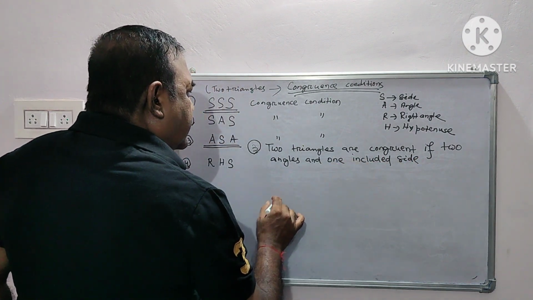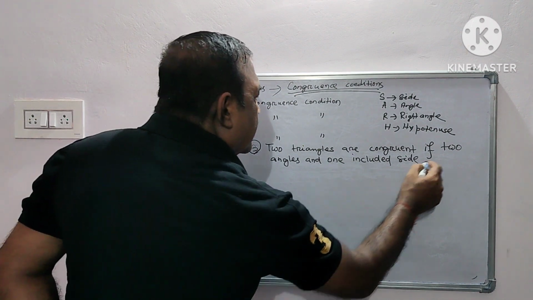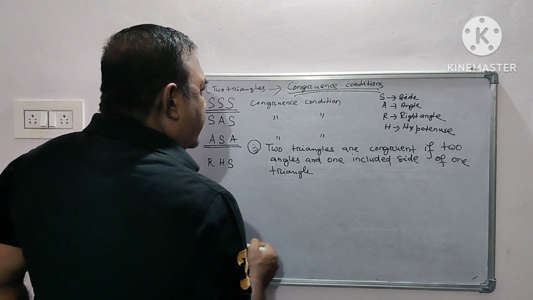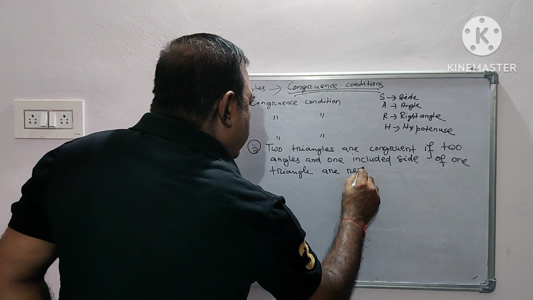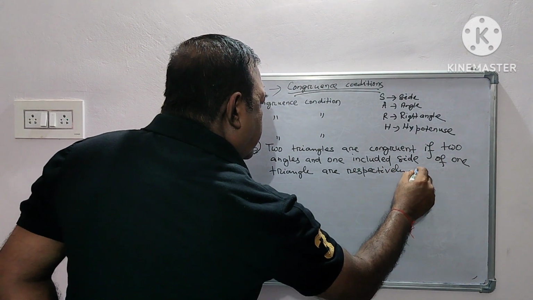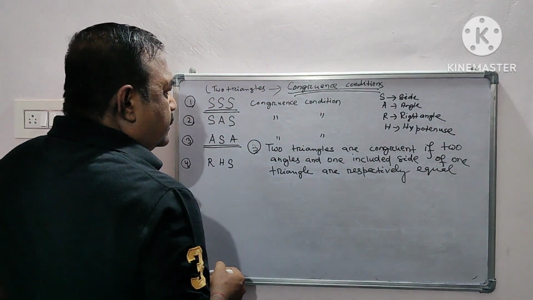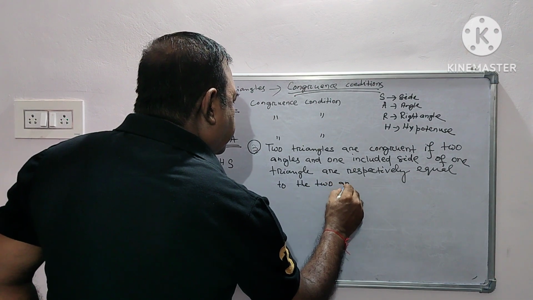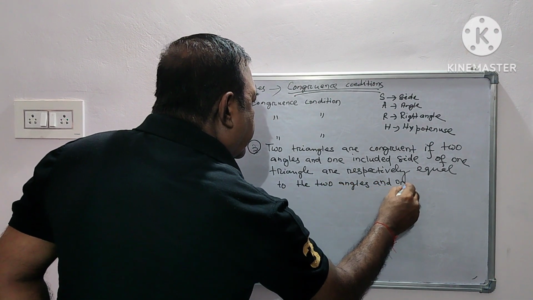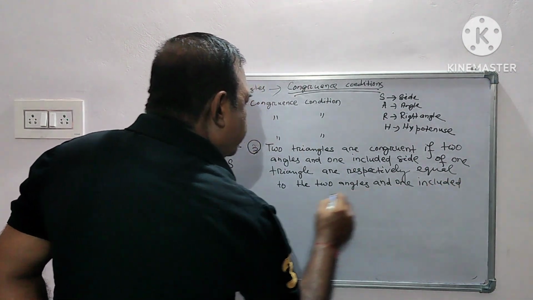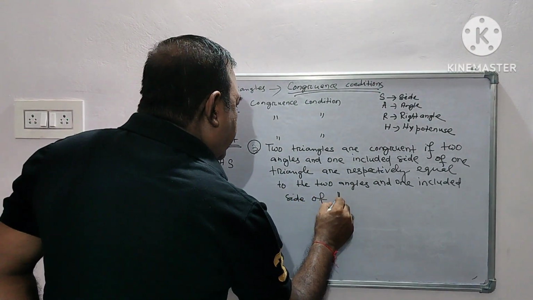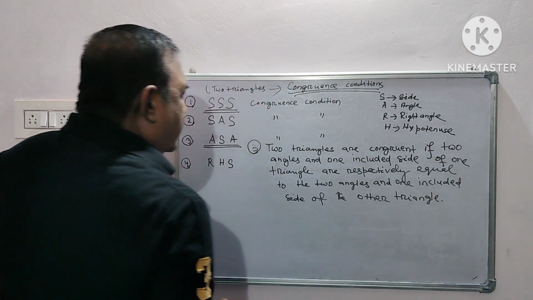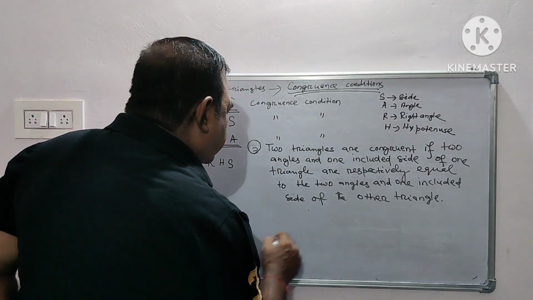Two triangles are congruent if two angles and one included side of one triangle are respectively equal to the two angles and one included side of the other triangle. So we'll take an example here.